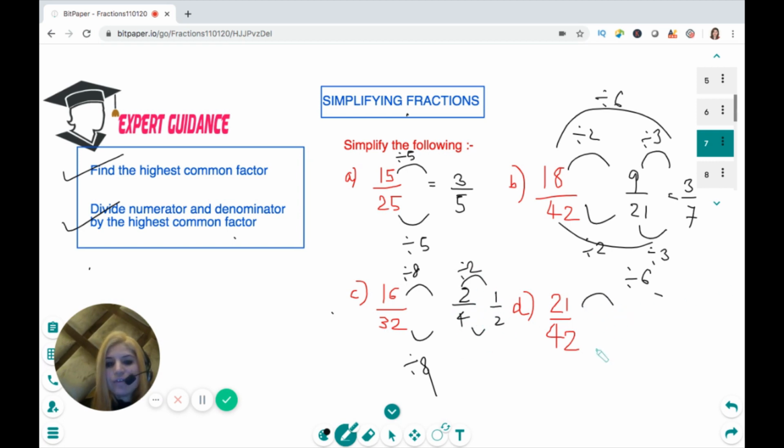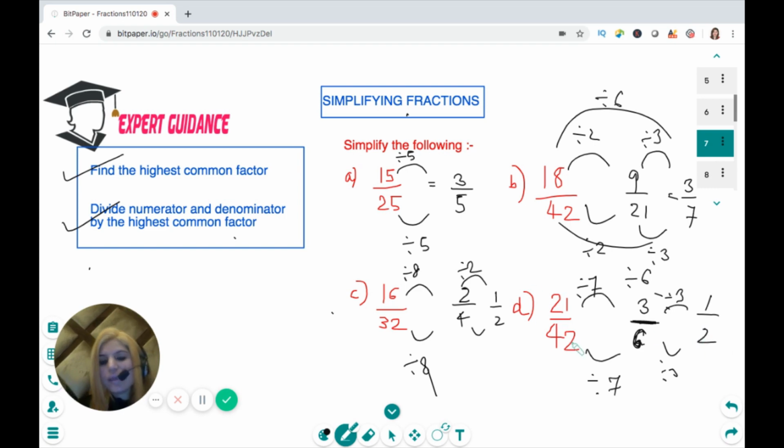For 21 and 42, it seems you can divide it by 3 and 7 both. We should go with the highest common factor. So let's divide by 7, and that gives you 3 over 6, which is again not simplified. We'll divide it by 3 further, and that gives you a half. So the highest common factor of 21 and 42 is 21, which gives half.